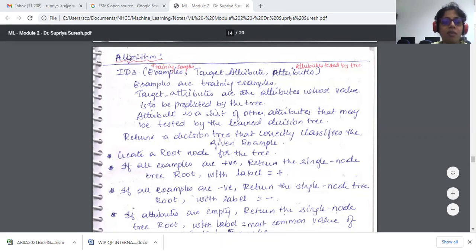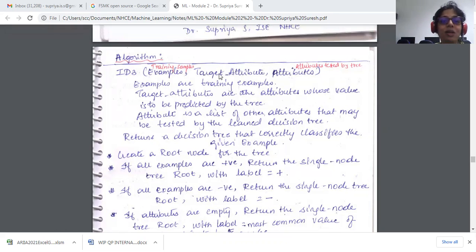Algorithm, how do we write this? For the ID3 algorithm, what are the input parameters required? One is the training samples, which is nothing but the examples over here. So we have the examples, the target attribute, and the attributes. There are three keywords that we're using over here. Let's see what each of them does.